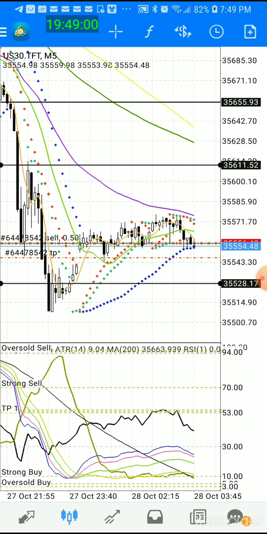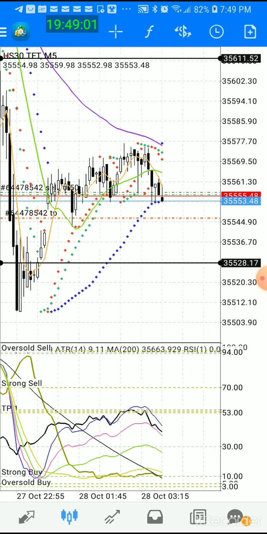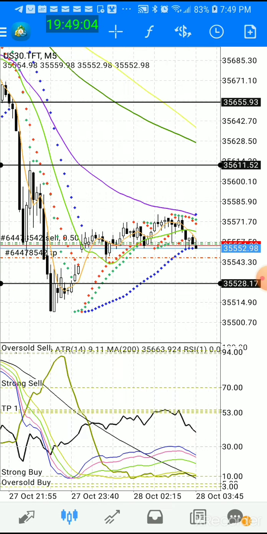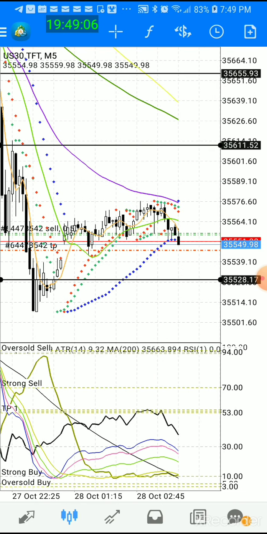I'm using the trend lines, guys. Okay, y'all see that? Just bust through my little blue right there. You see that? About to hit that take profit. But what I'm saying is, guys, pay attention to market structure, price action. That's the most important thing you can do.